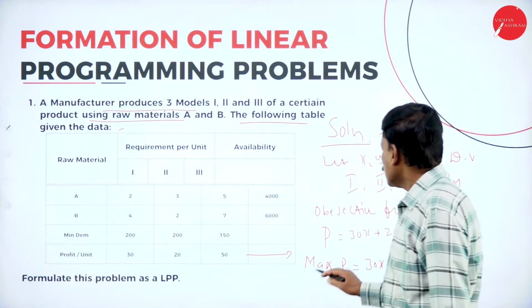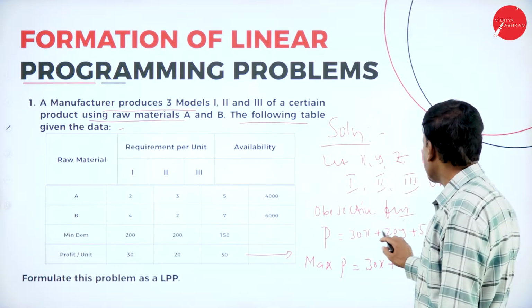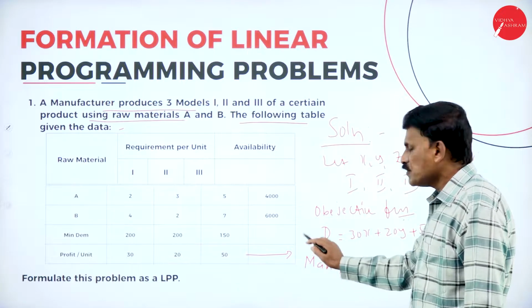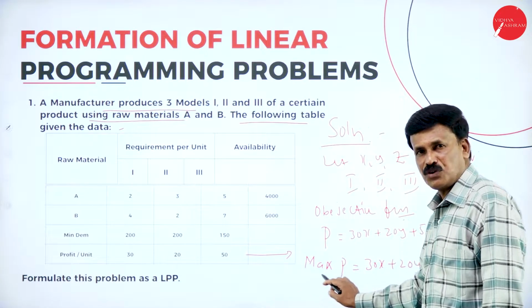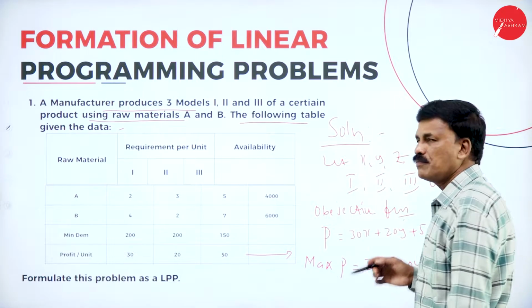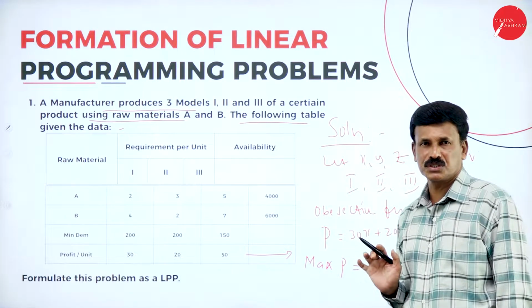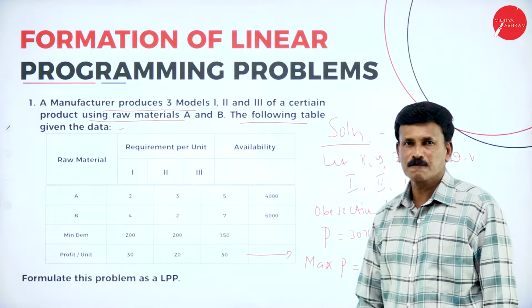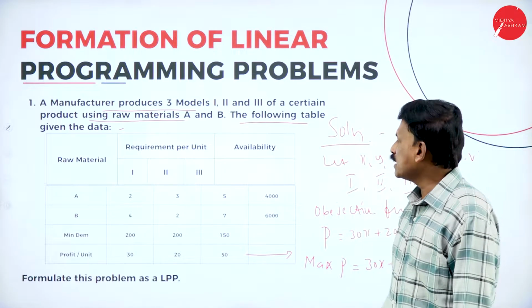So therefore the objective function is P is equal to 30x plus 20y plus 50z, which is to be maximized. Therefore maximum of P is equal to 30x plus 20y plus 50z. This is the first part. Okay, hope you followed this. Now let us come to the second part.